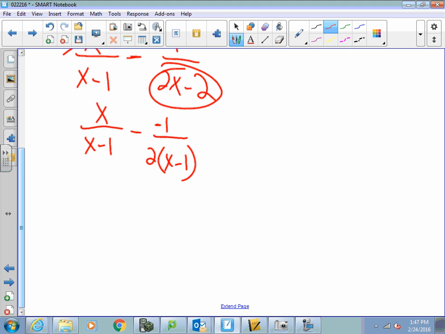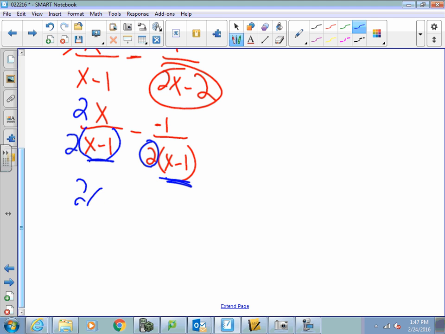Okay, now, if you notice, looking at this bottom and this bottom here, the only thing that's missing is this 2 right here. So what I need to do is multiply this thing by 2, and then multiply the top by 2.